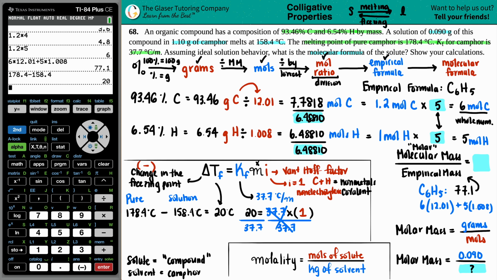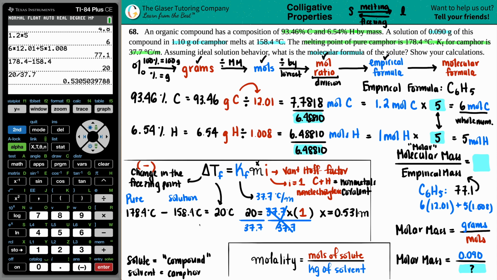And let's see the molality. So we have 20 divided by 37.7. And I get a molality of 0.531 molality.